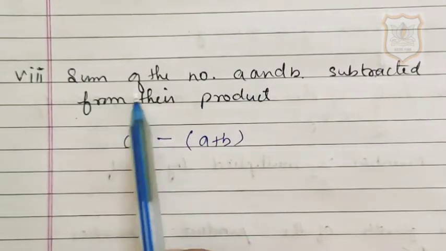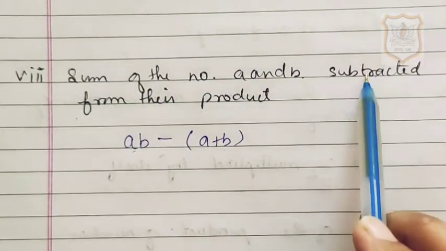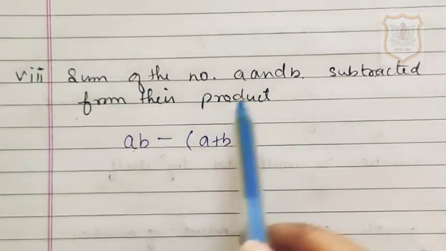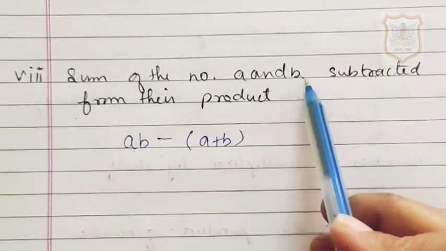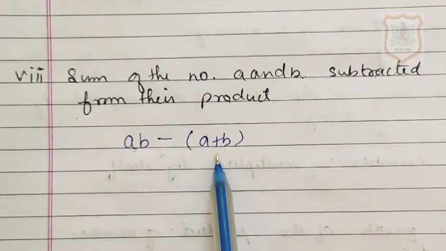See students, sum of the number a and b means a plus b and we have to subtract it. From what? From their product. So the product of a and b will be ab. So ab minus in the bracket a plus b.